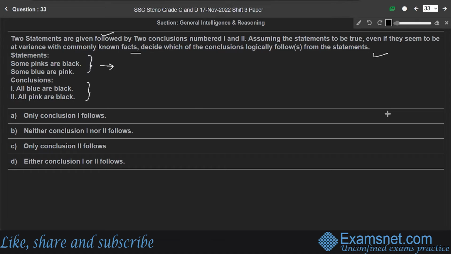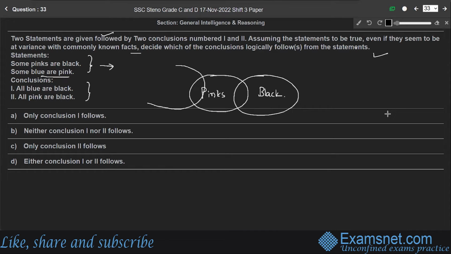Some pinks are black. So we'll consider the set of pinks, and some pinks are black means the set of black will be like this, right? And some blue are pink, some portion of blue are pinks, so we'll consider the set of blue like this. Some blue are pink, so this portion indicates the second statement, right? So come to the conclusion part.